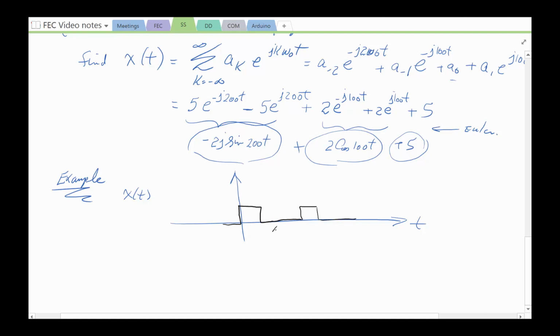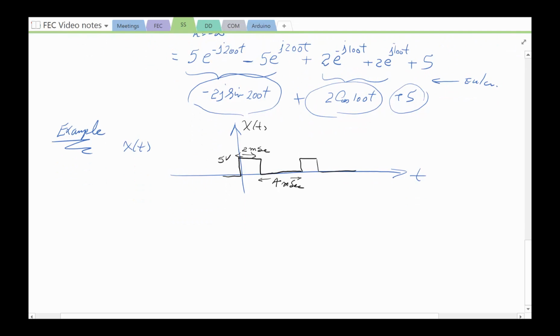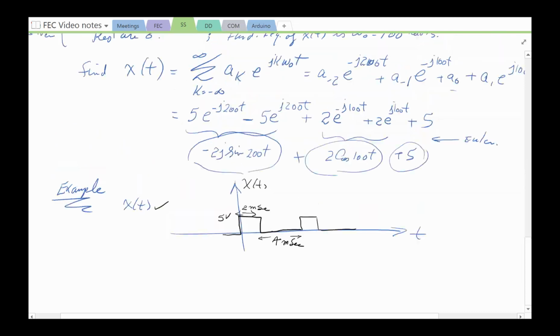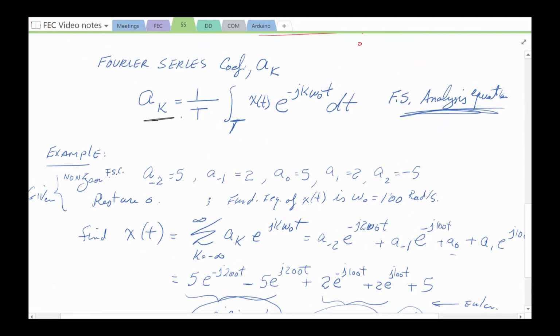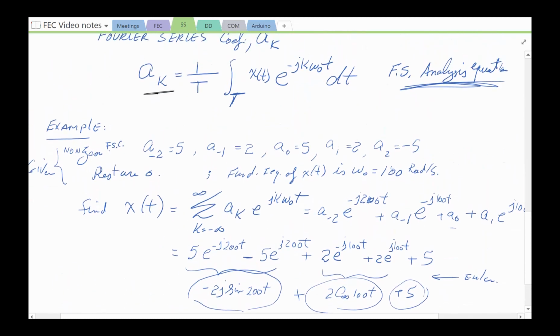And the period is, you've got 4 milliseconds of downtime from here to here, and let's say you've got about 2 milliseconds here at high, and high is 5 volts. Okay, and this is your x of t. And they say, okay, having that, what is the Fourier series coefficient? You say, okay, now you're giving me x of t. You want me to find the Fourier series coefficient, which means I have to use the Fourier series analysis equation.